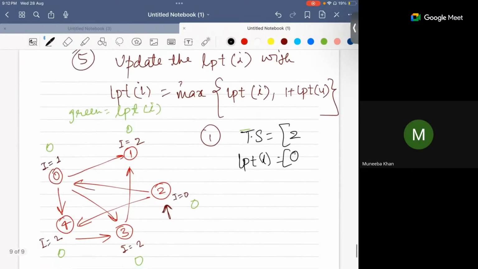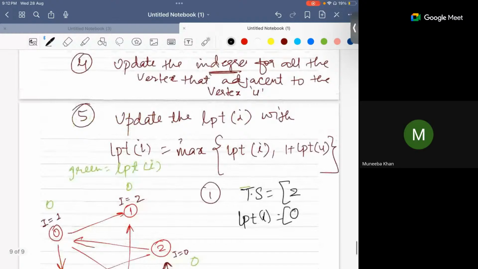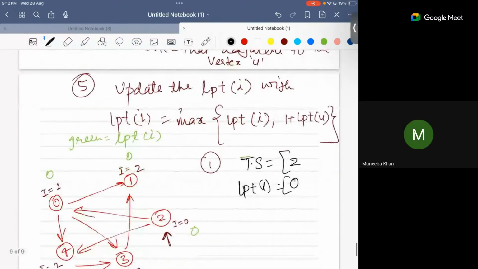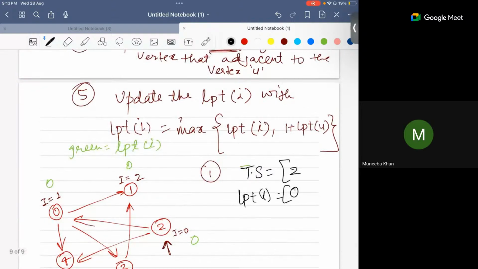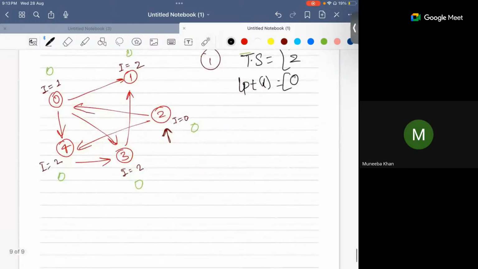Why has it been written adjacent to the vertex u? Because if you are removing the edges, the only vertices that will be impacted are the vertices that are connected to that u, the one with the in degree 0. So we have to update the value of the in degree for all those vertices which were connected to that u. Are you getting me or not? Okay, yes, sir. Let's go with the example.